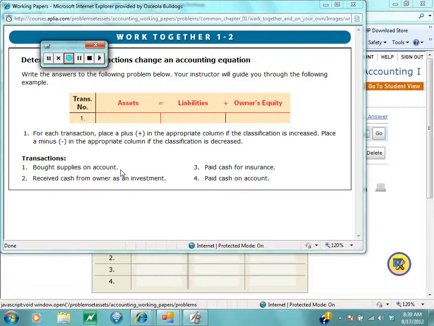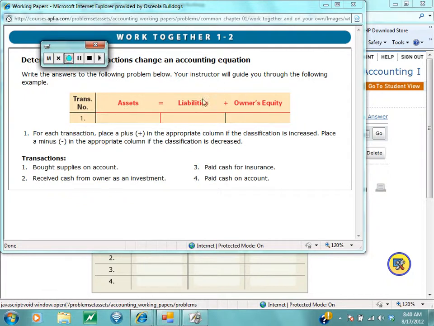Do you remember what kind of account supplies is? Is it an asset, a liability, or owner's equity? Hopefully you said assets, because cash, supplies, prepaid insurance, merchandise, later on purchases, these are all asset accounts. That means that the normal balance side is a debit. It falls on the left side of the accounting equation.